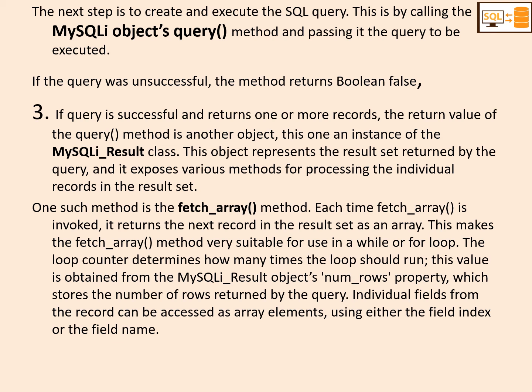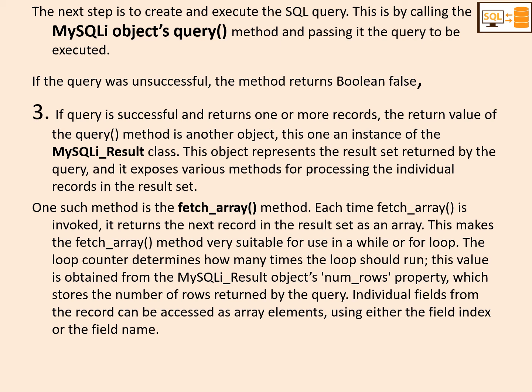The next step is to create and execute the SQL query. This is done by calling the MySQLi object's query method and passing it the query to be executed. If the query was unsuccessful, the method returns a Boolean false value. If the query is successful and returns one or more records, the return value of the query method is another object, an instance of the MySQLi result class. This object represents the result set returned by the query, and it exposes various methods for processing the individual records in the result set. One such method is the fetch_array method.